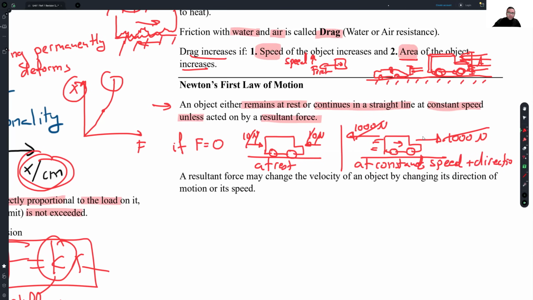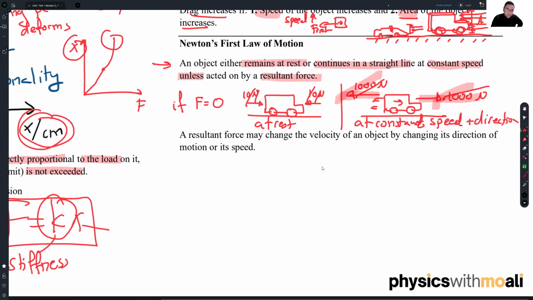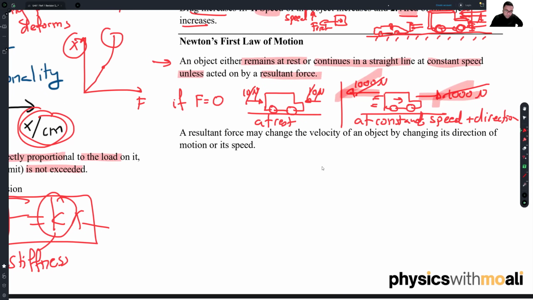This is the part that confuses some people. They say, Mister, if this is 1,000, this is 1,000, so they cancel out. It should stop. No. Cars don't stop because the resultant is zero. Cars stop moving because there's a force that stops them. Here's the second part of the first law that is very important. What if the force is not zero? What if there is a resultant force?